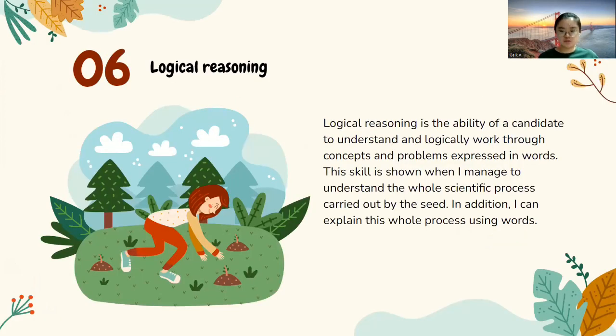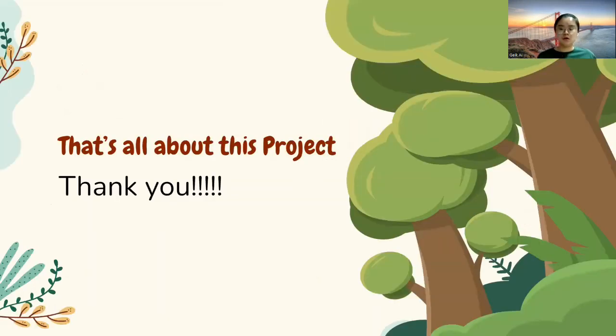And finally, the last one, I apply the logical reasoning skill into this project. Logical reasoning is the ability of a candidate to understand and logically work through the concepts and problems expressed in words. This skill is shown when I manage to understand the whole scientific process carried out by the seed, and also I can explain this whole process using words. These are all the elements I involved in this project.